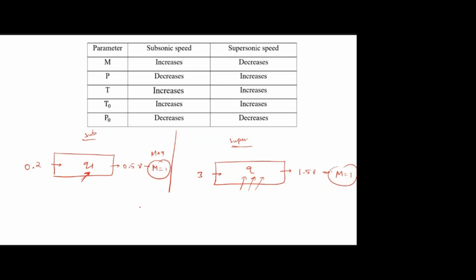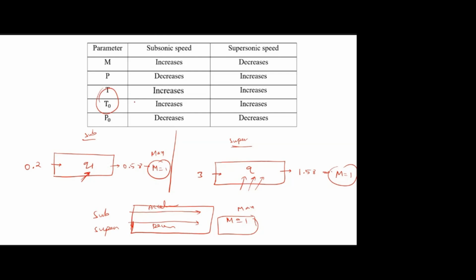Yes. So now I can draw one common control volume. Whether the flow is subsonic or supersonic, this side I can maximum get 1. That means subsonic flow will get accelerated, supersonic flow will get decelerated, and maximum it can reach 1. Is it clear? Yes, sir. Yeah, so that's it.